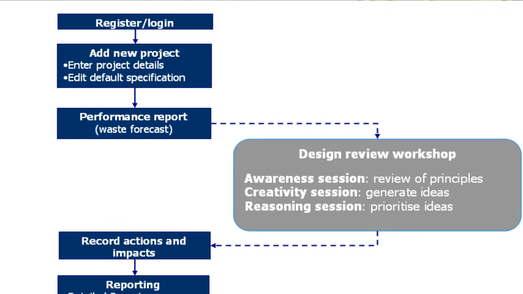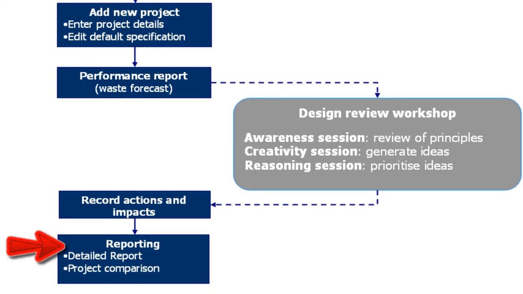After setting up a new project, generate a performance report. This report contains an indicative forecast covering your design's consumption of materials and waste generation. The report can be used to support WRAP's design review workshop process by focusing the team's attention on the building elements likely to consume the most materials and produce the most waste. After the design review workshop, you can revisit the tool to record any actions taken to prevent waste and then calculate their impact on waste and cost. You can then generate a report to assist with site waste management planning.